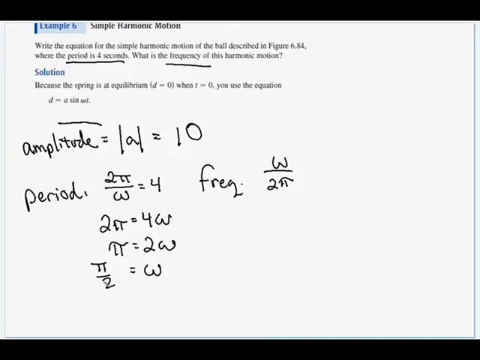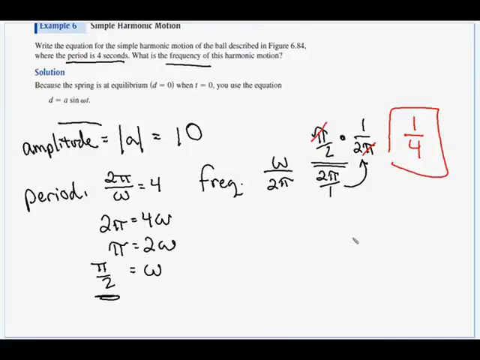Well, we just found here omega is a half pi. So we're going to have a half pi divided by 2 pi. And you know, a fraction divided by a fraction, we invert and multiply. So I'm going to bring this divisor up and flip it over. 1 over 2 pi, and I'll multiply. And we can see that the pi's will cancel. So we're going to have a numerator of 1, our denominator of 4. Our frequency is 1/4 cycles per second.